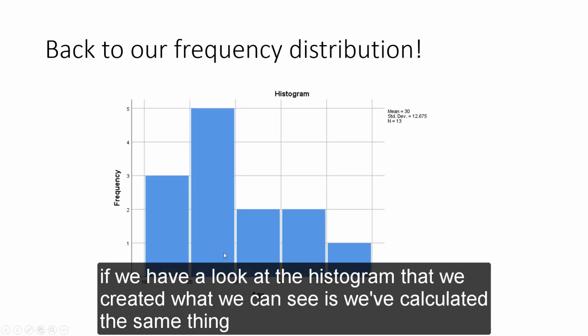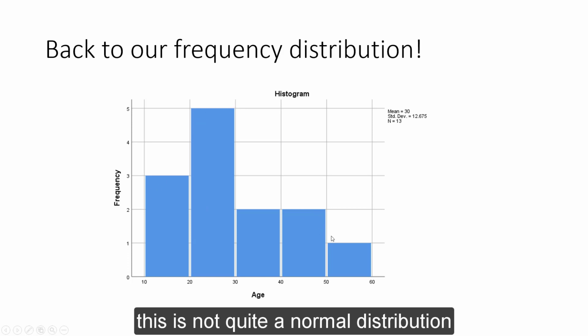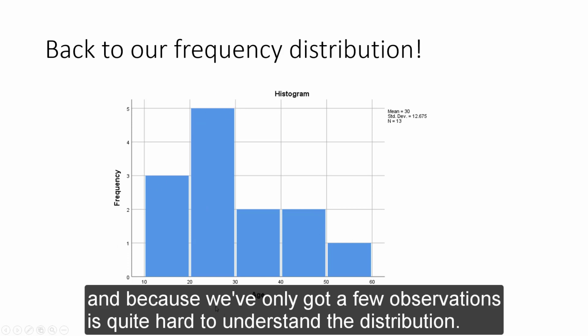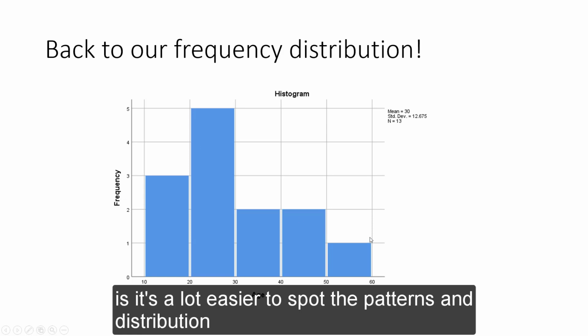And if we have a look at our histogram that we calculated, what we can see is we've calculated the same thing. We've got our standard deviation units of 12.7, sorry, our mean of 30. Now, the issue we've got is this is not quite a normal distribution. And because we've only got a few observations, it's quite hard to understand the distribution. So one of the benefits of having larger samples, and one of the reasons to have larger samples, is that it's a lot easier to spot the patterns in the distribution.